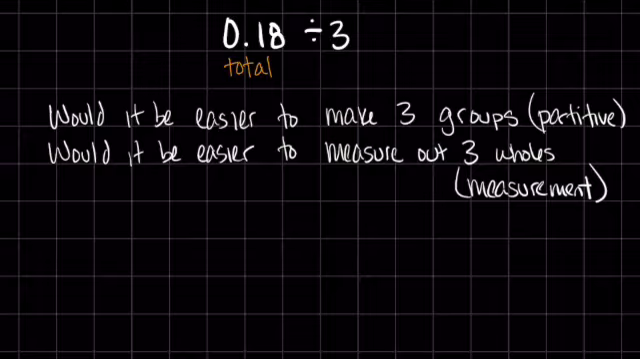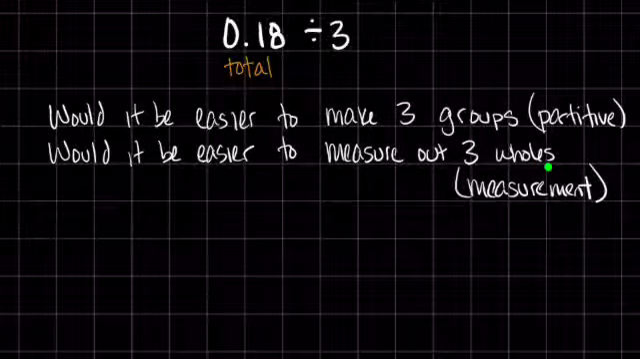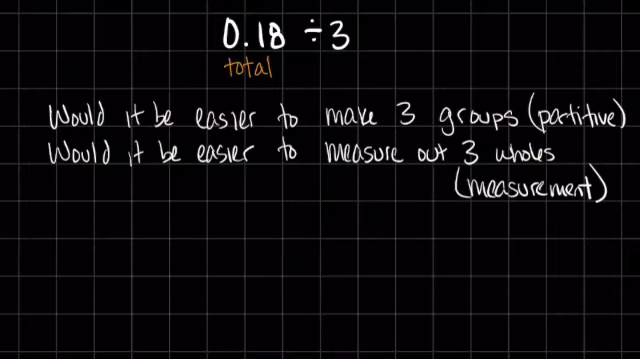Okay, my total is 1800ths. I don't have a whole yet at all. So measuring out 3 wholes would be impossible if I don't even have 3 wholes to begin with. So in this situation, it's easier to make 3 groups, and therefore I'm going to use partitive division. So I'm going to say that the 3 is going to represent my number of groups.